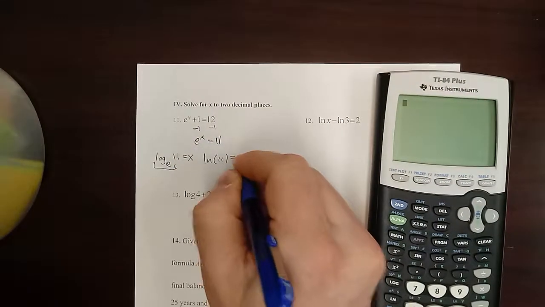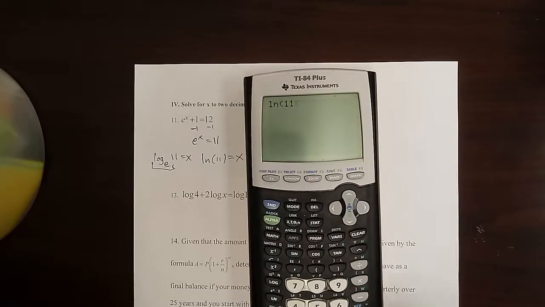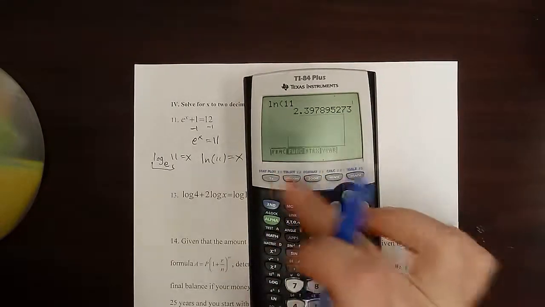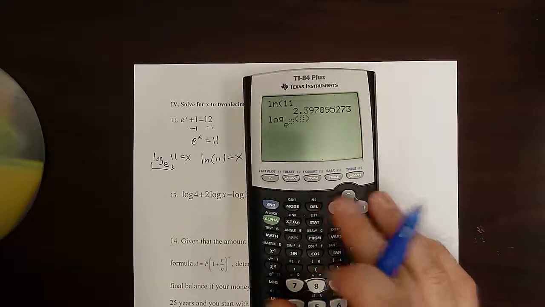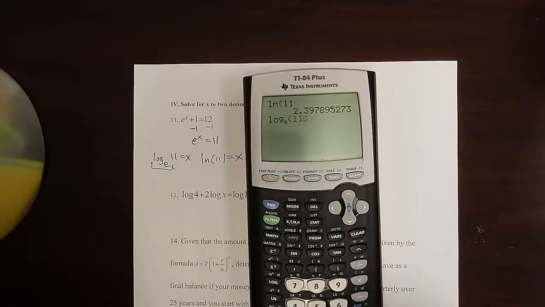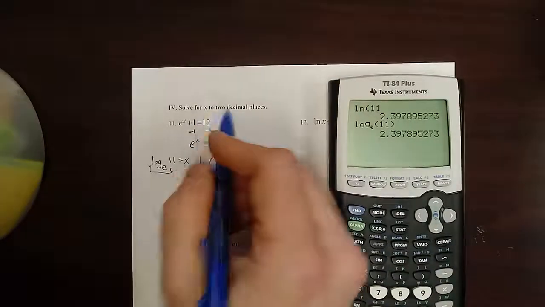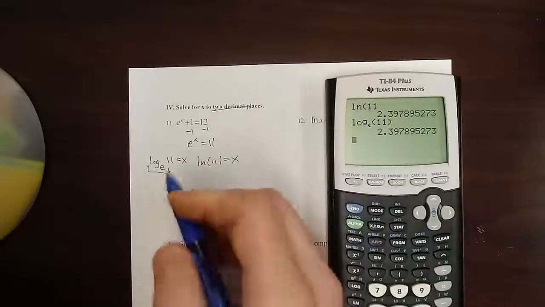Equals x. So if I go in here and I say ln 11, I get that. And if I go in here and did the same thing with that button, log base e of 11, it's the same. So it says 2 decimal places, so 2.39 would round up to 2.40.